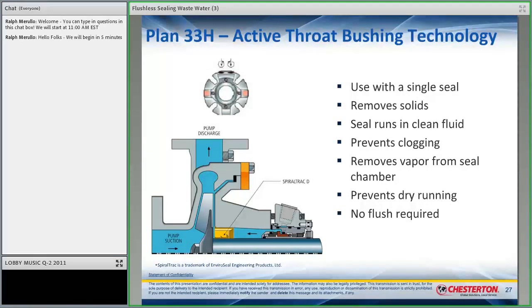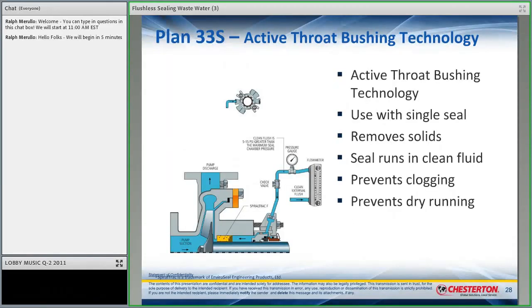So this active throat bushing technology can be used with split or non-split seals, all right? And we developed piping plans we call Plan 33H, and that's a device that can be used without a flush, and Plan 33S, and this is a device that is used with a significantly reduced flush. Now, people say, well, why do you need a flush with 33S?